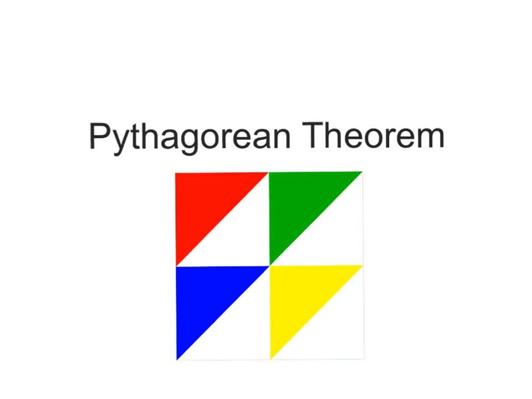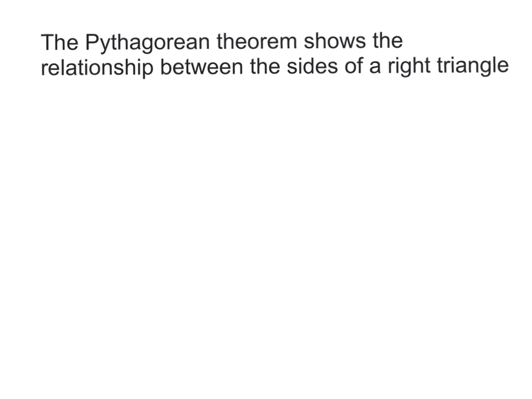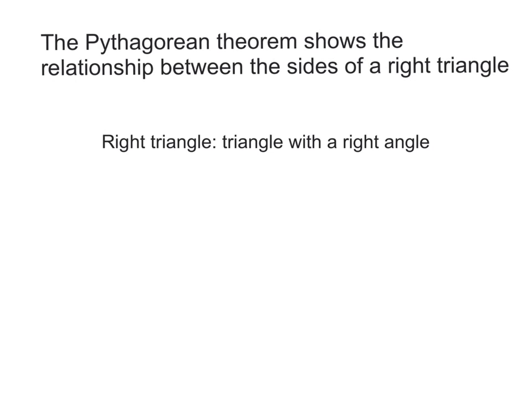Pythagorean theorem. In this video, you will learn what the Pythagorean theorem is, how to use it, what it tells us, and the words associated with it. The Pythagorean theorem, which was named after the Greek mathematician Pythagoras, shows the relationship between the sides of a right triangle. The most important piece here is that it can only be used for a right triangle, not any triangle.